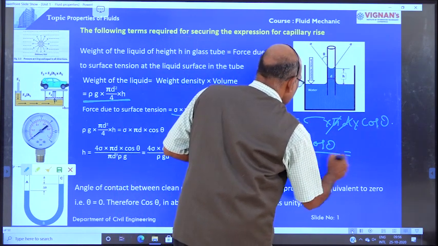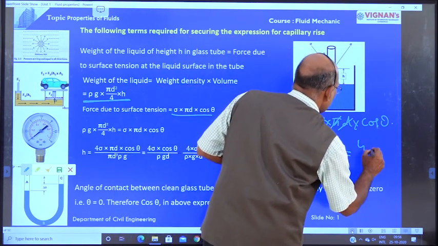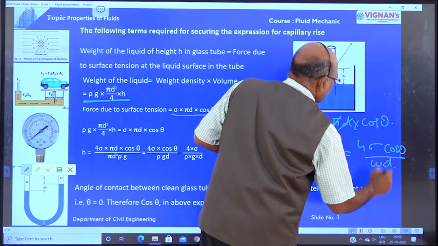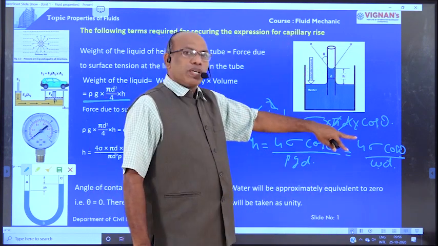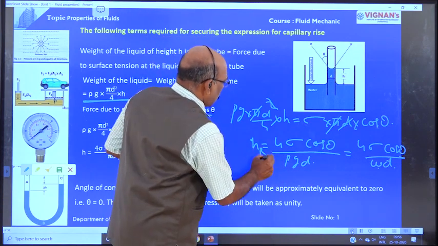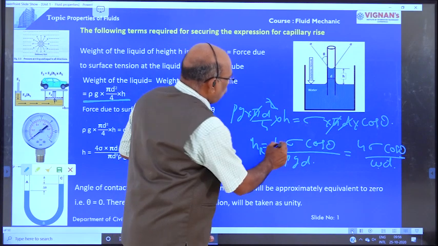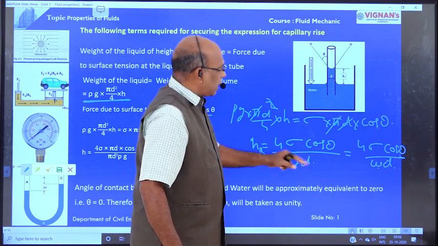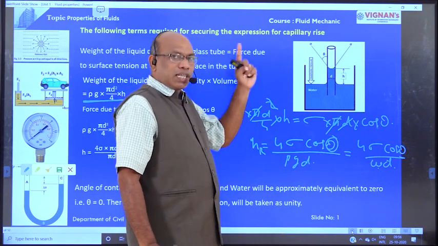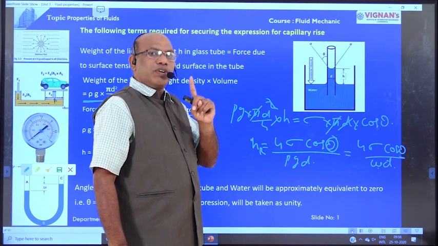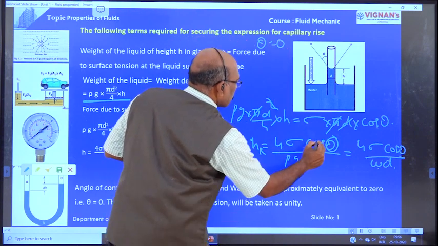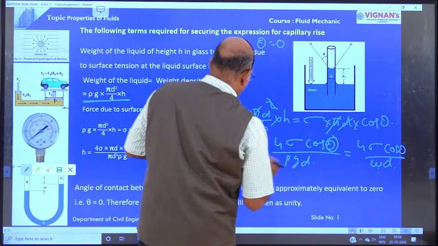This rho g is also nothing but w, so h is 4 sigma cos theta divided by w d. W is nothing but unit weight, right? This is the formula for the determination of capillarity rise. But here theta is the contact angle between the liquid and glass tube. In case of water, the contact angle theta is equal to 0.